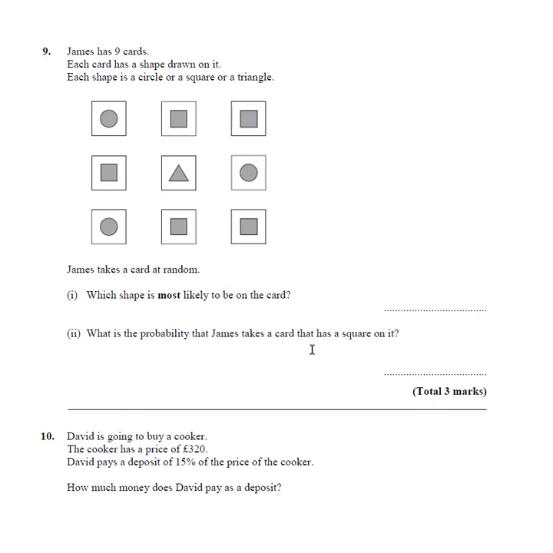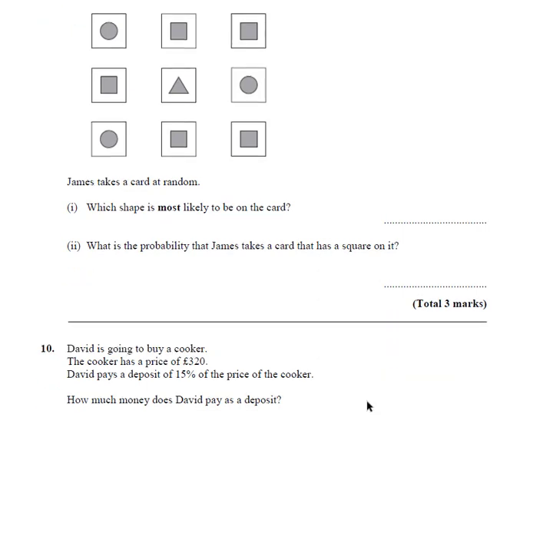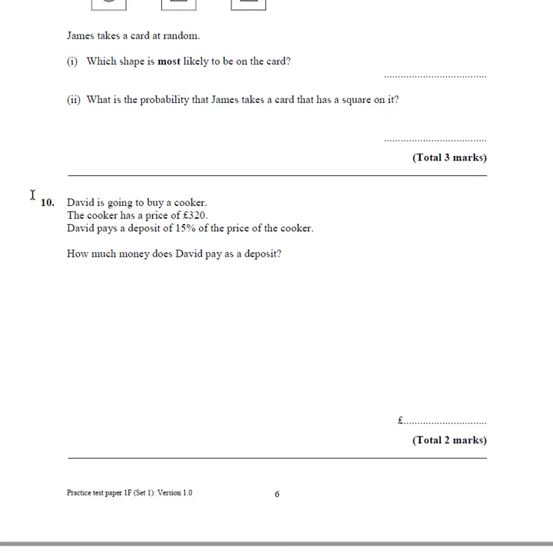So it's important you write it as a fraction. David is going to buy a cooker. The cooker has a price of £320. David pays a deposit of 15% of the price of the cooker. How much does David pay as a deposit? So you need to find 15% of 320.